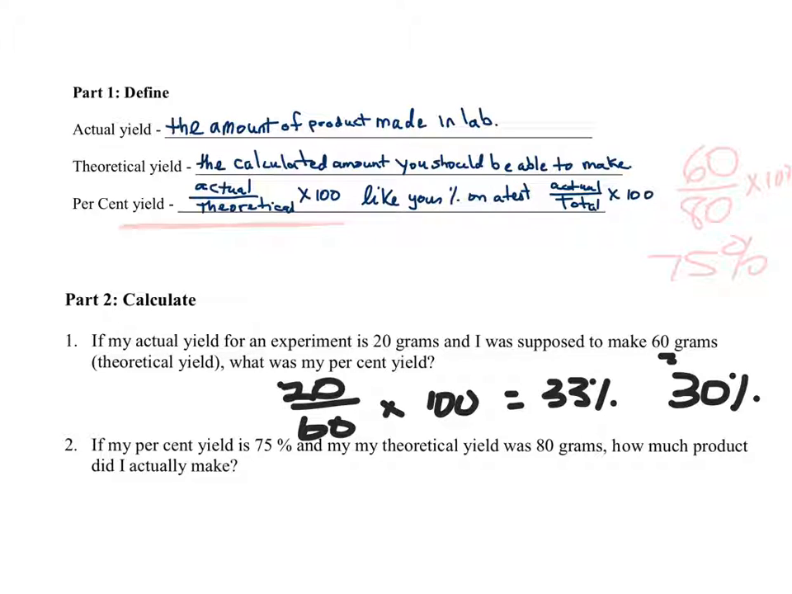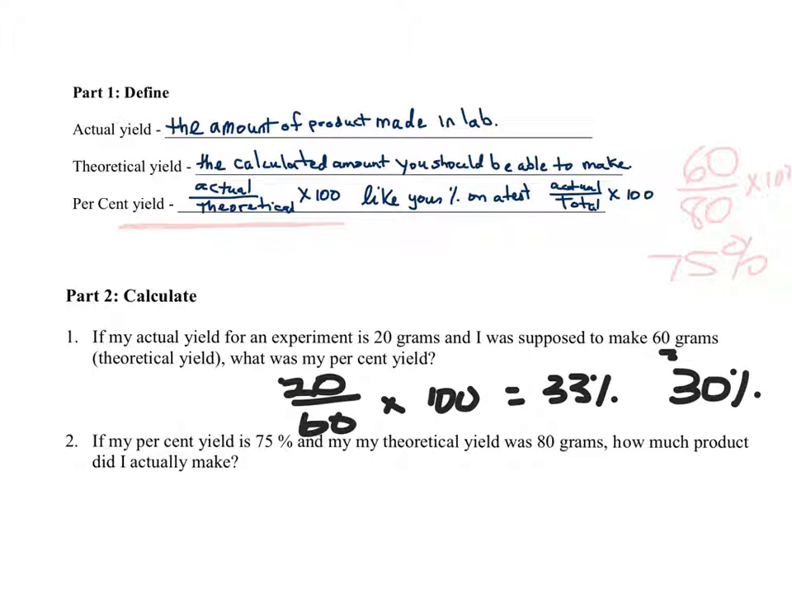If your percent yield is 75% and your theoretical yield was 80, how much product did you actually make? So again, 75% is the actual over the theoretical times 100.